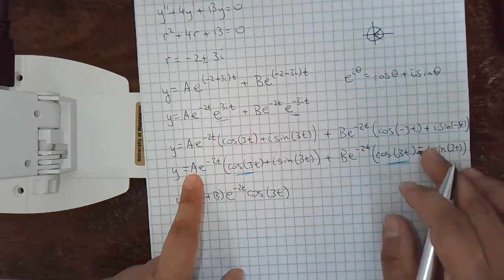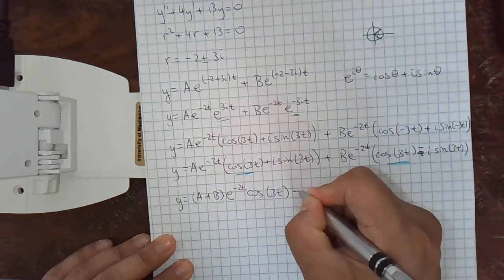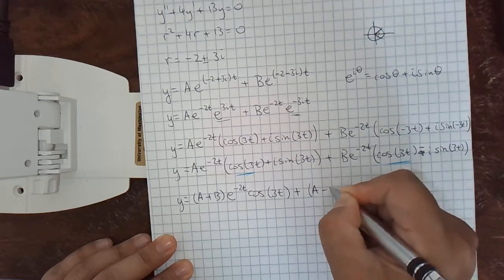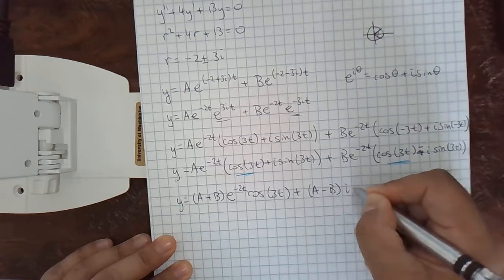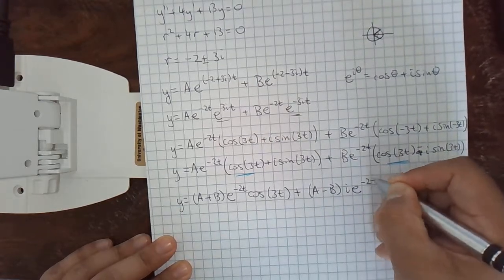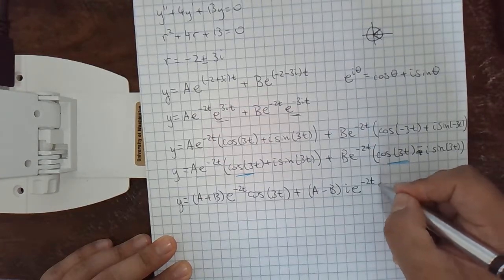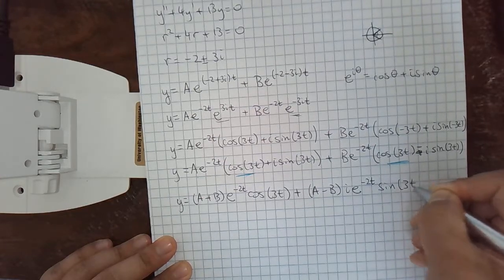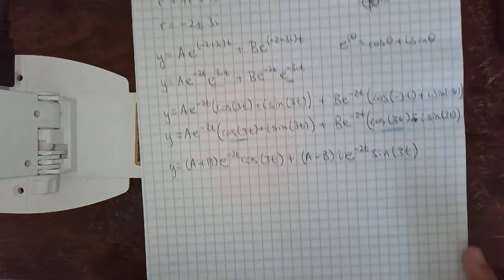This is going to be a minus b. So this is going to be plus a minus b. There's an i somewhere. The order of this doesn't necessarily matter. e to the negative 2t sine of 3t. So multiplication, you can multiply in any order you want.